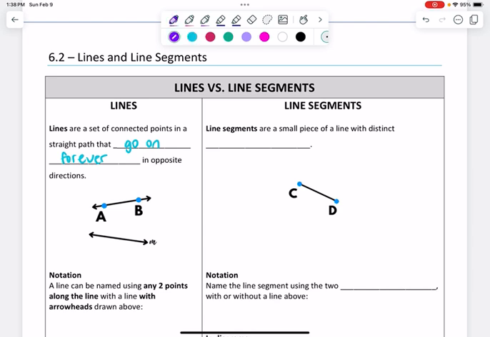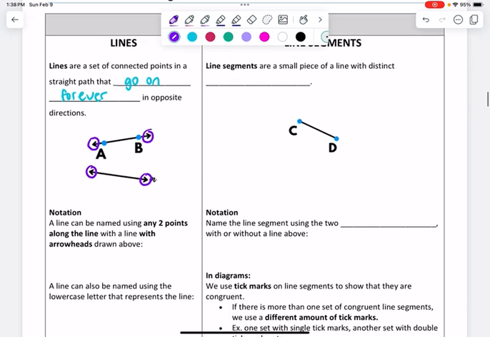We can see that a line is specifically a line when I have those arrows on either side. That indicates that they do in fact go on forever. They do not stop. They continue that trajectory denoted by that arrowhead to continue in those directions.